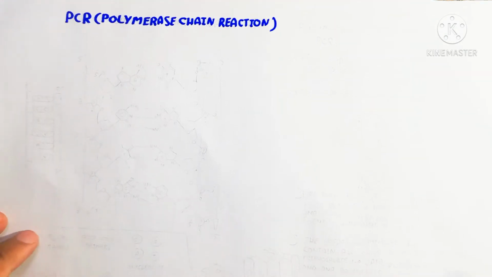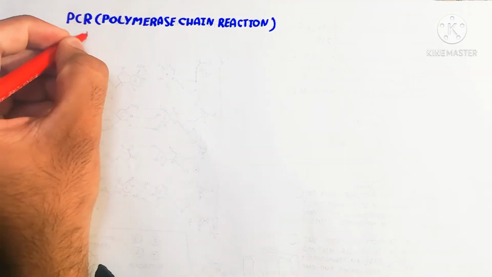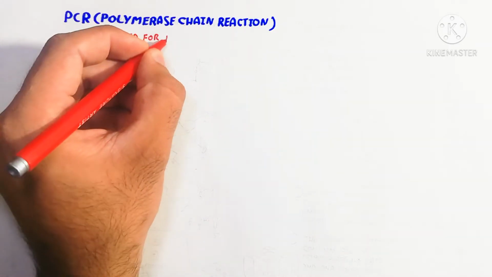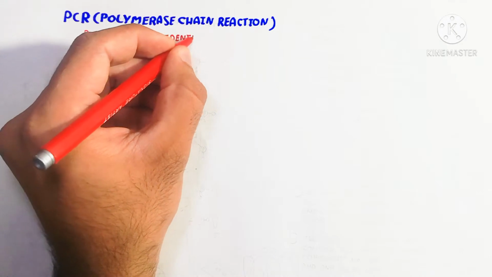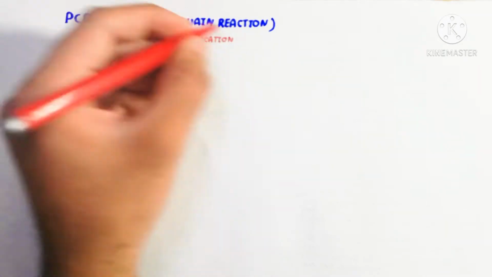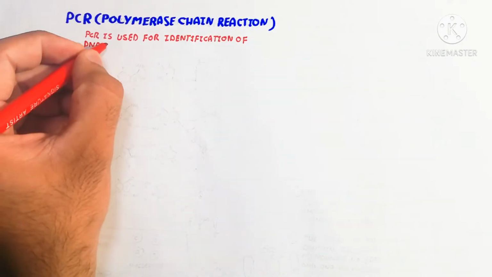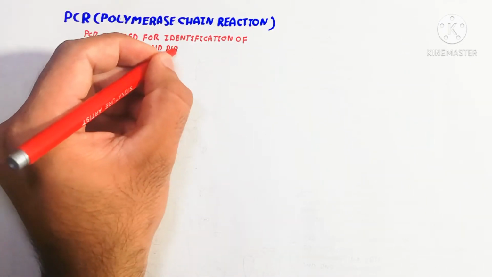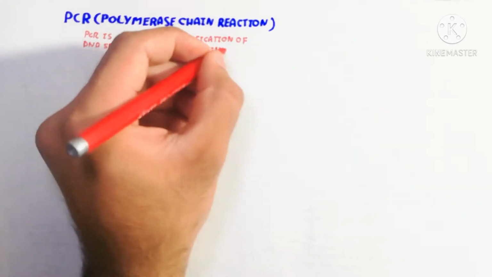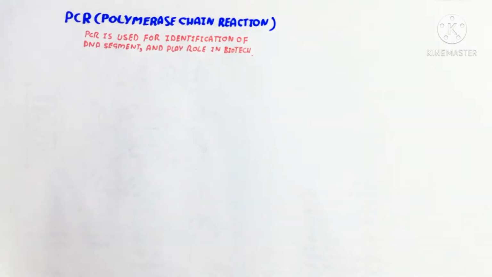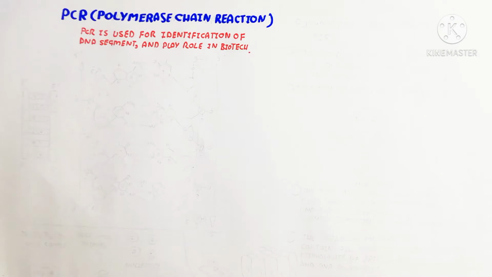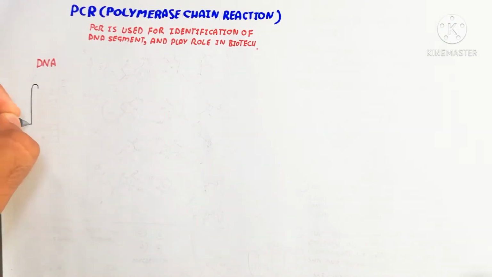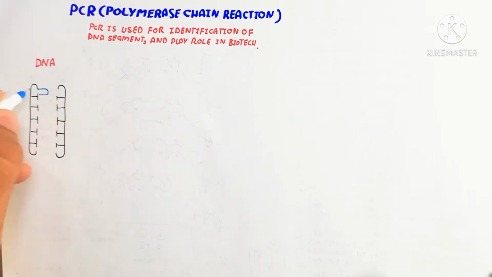First of all, I want to say that the polymerase chain reaction, or PCR, is used for identification of a DNA segment. It means the segment of the DNA is identified for some reason. It also plays a role in biotechnology for making a DNA segment to insert into a bacterial plasmid, used as a vector to produce a substance with a gene of interest. So we will discuss this polymerase chain reaction.